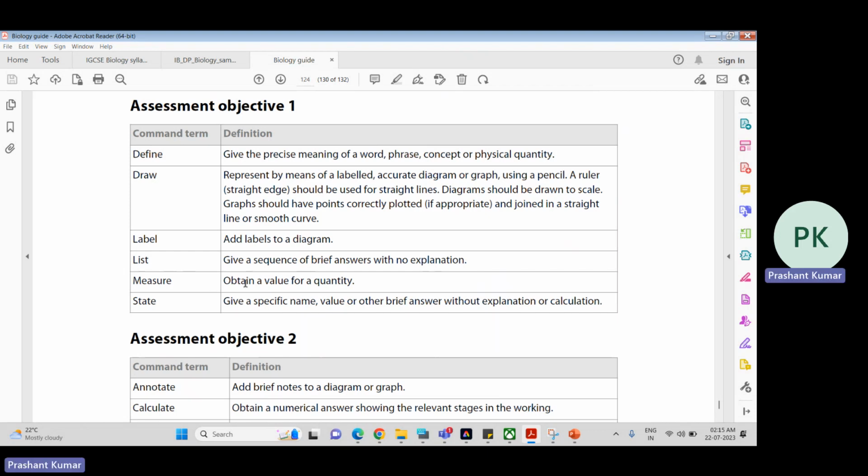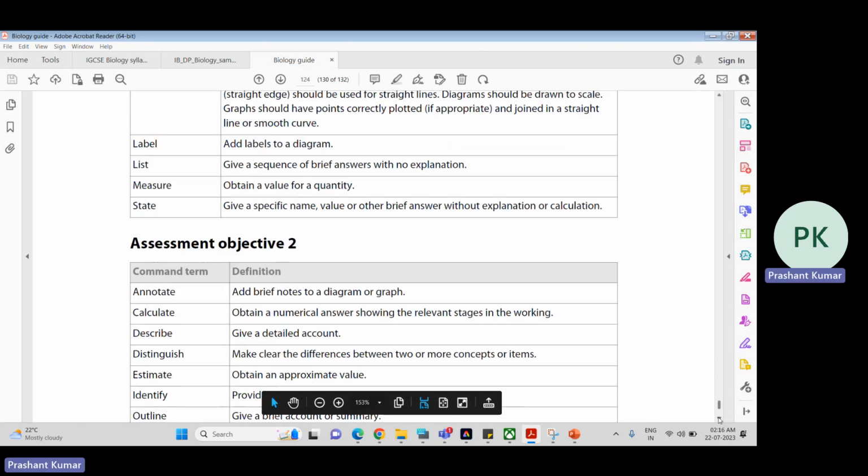In measure, you have to obtain the value for a quantity, which means you have to do some calculations. State: give a specific name, value, or other brief answer without explanation or calculation. You just have to state it. This type of command term you can find in assessment objective 1.